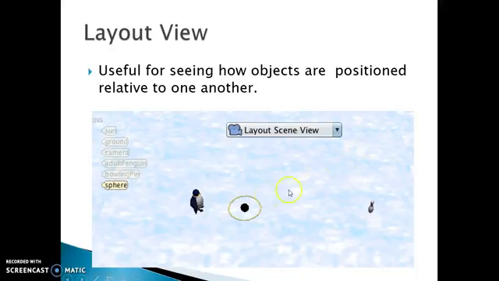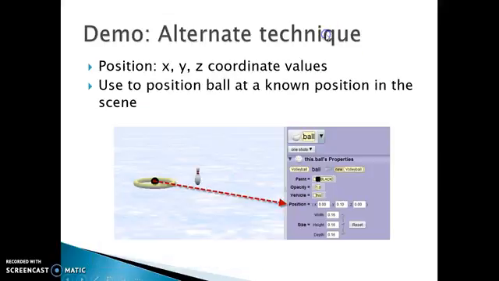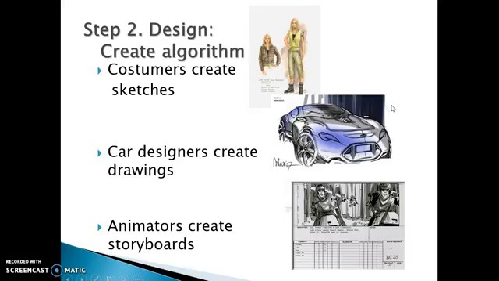Layout view, you've probably dealt with this. This is a really important way to make sure they're all in a line, because you can really be fooled by the appearance. So this is important to check. Some alternate techniques: you could actually use the X, Y, and Z coordinates to figure out where everything is. You've played with this in class, so I'm going to skip over that part. Here's more fun. Now, create an algorithm.